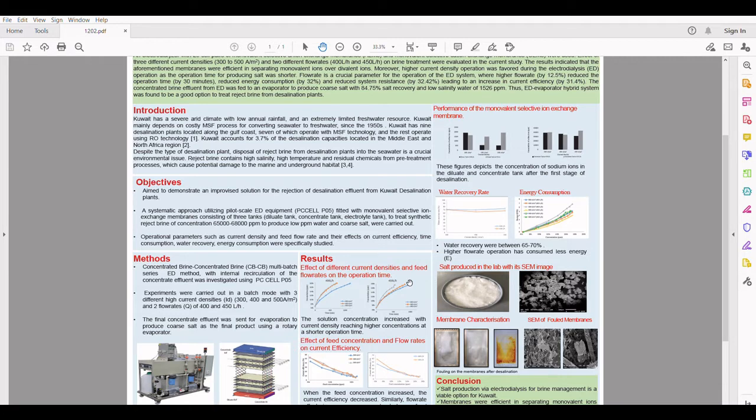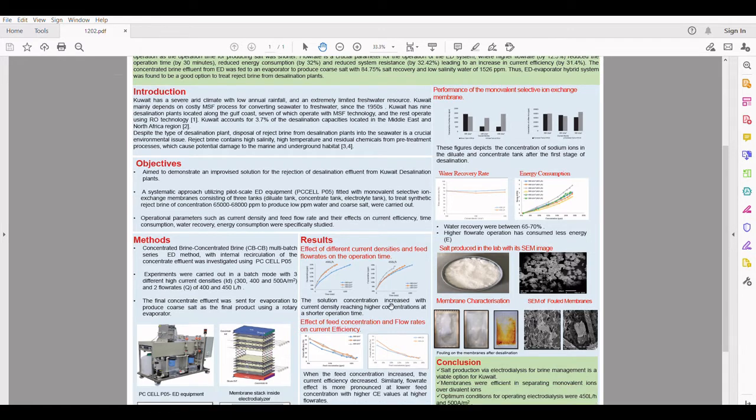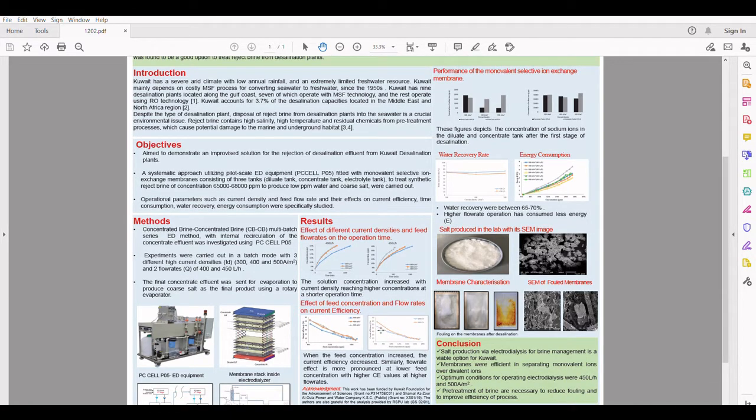This was due to the enhancement of the mass transfer of ions across the ED membranes with high current densities. Another observation is that at a higher flow rate, the current efficiency of the process was higher. This is due to the reduction in the system resistance. As you can see in this graph, when the feed concentration increased through 7 runs from 65 to 175,000 ppm, the current efficiency decreased. This is due to the reduction of the electrical resistance of the solution.